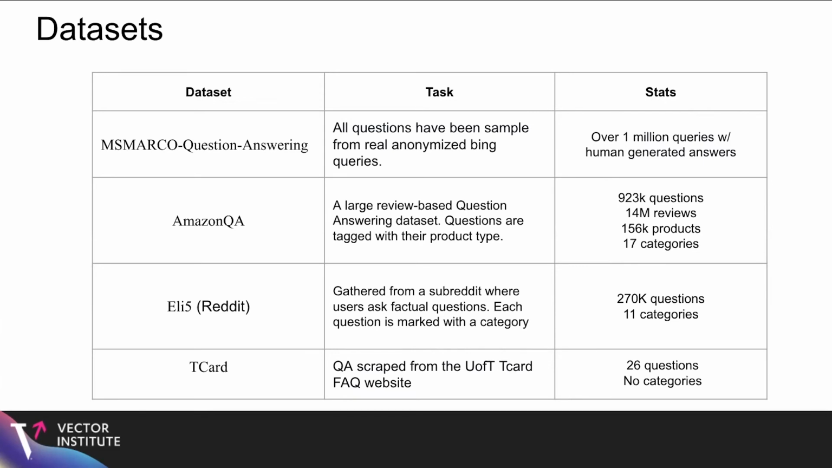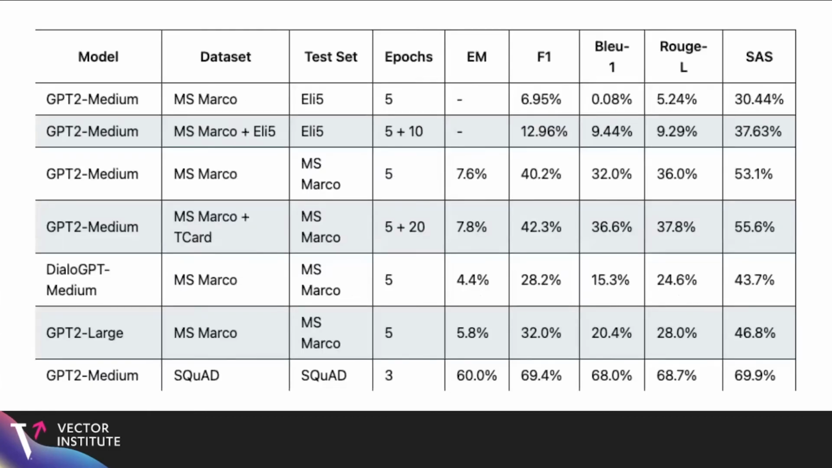And the other data set is the T-card. This is a data set gathered by the Vector Institute itself. It's based on the FAQ site of the U of T about their T-card queries. So after the evaluation, we gather all the scores and put them in the GitHub repo. I just put a screenshot of the stats here for reference. It's actually growing. We are adding new scores to this table, but this is the current state.